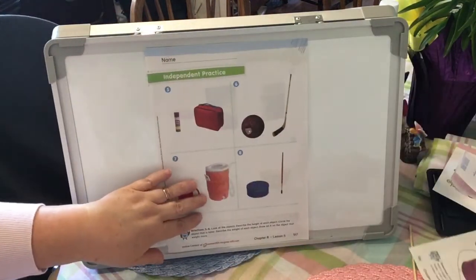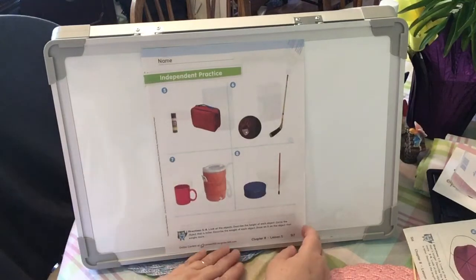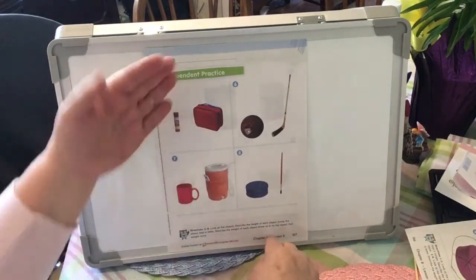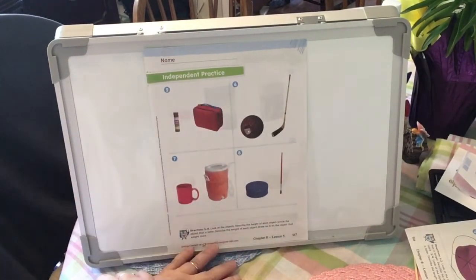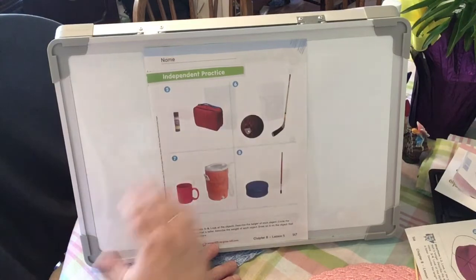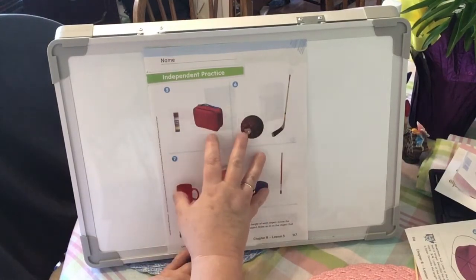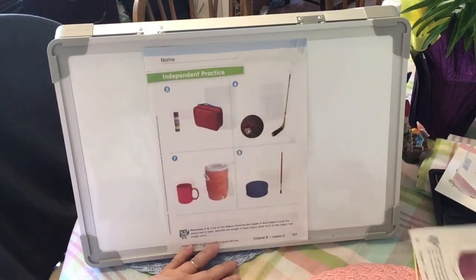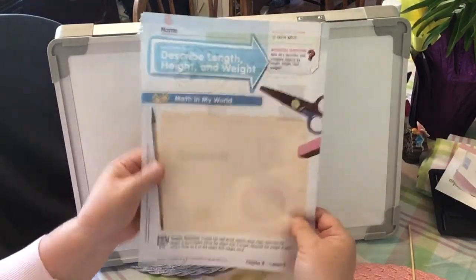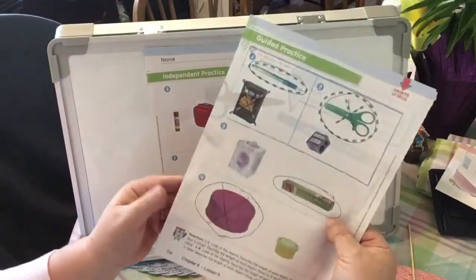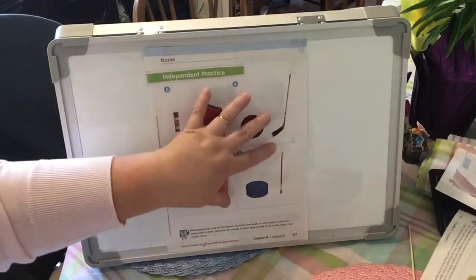Now you're going to continue on with the same thing. You're going to look at the objects and describe the height, circle the object that's taller, and describe the weight of each object and draw an X on the object that weighs more. Now, parents, this is one of the sheets that you're to turn in. You do not need to take a picture of this one, although you can if you want, but really what we'd like to see is just this one.